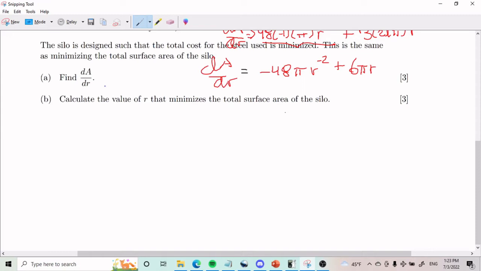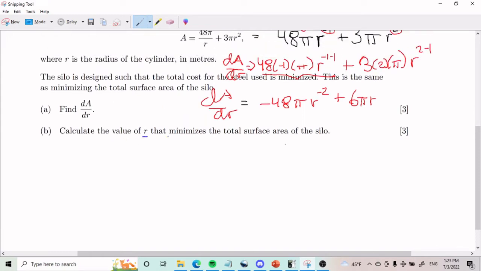All right, and now for part B, we have: calculate the value of r that minimizes the total surface area of the silo.